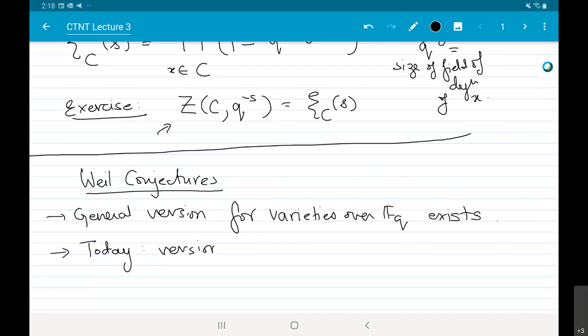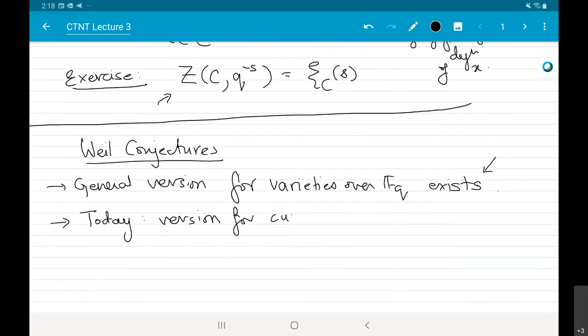And the reason I mentioned this statement is that a lot of beautiful theory in math was actually developed in order to prove the general version. So like all of Lefschetz's theory, for instance, was developed to prove the Weil conjectures. Right. So today we're just going to talk about the version for curves.